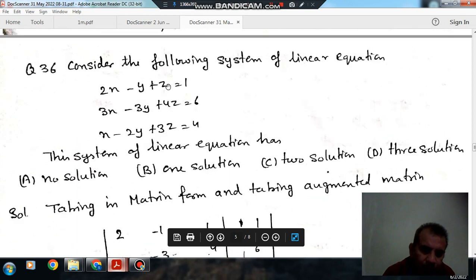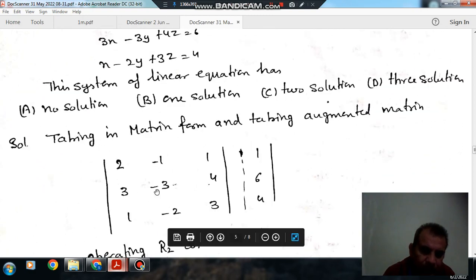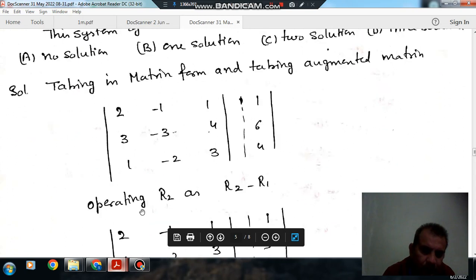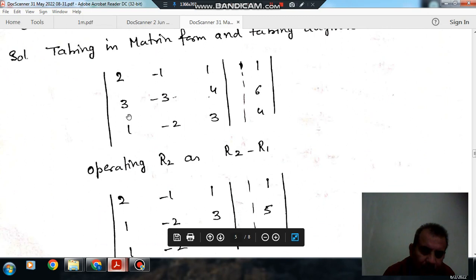So taking this in the matrix form and taking the augmented matrix, it will be 2 minus 1 1 and 1, 3 minus 3 4 and 6, 1 minus 2 3 and 4. Okay, so this is the augmented matrix. So operating R2 as R2 minus R1, this will remain same, this will remain same, and just we are changing this.